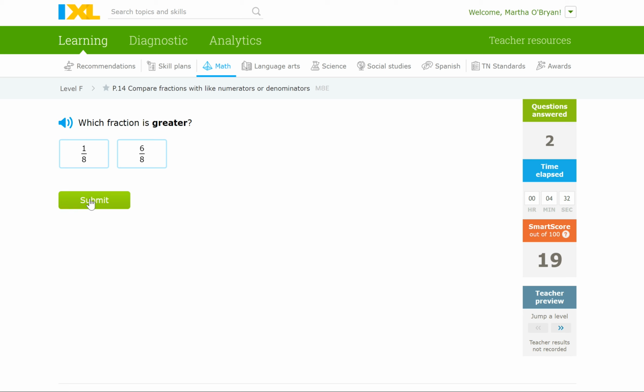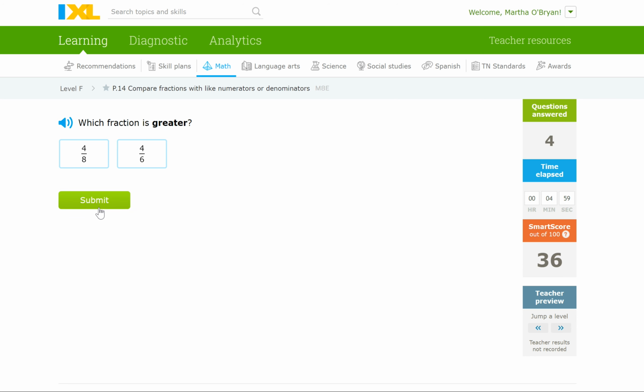This is the same one. The denominators are the same. They're in 8ths. You have 1/8 versus 6/8. 6/8 is greater because 6 is more than 1. Which fraction is less? So now the question is the opposite question, but still the denominators are the same. So what's less? 2 or 3? 2 is. 2/6 is less.